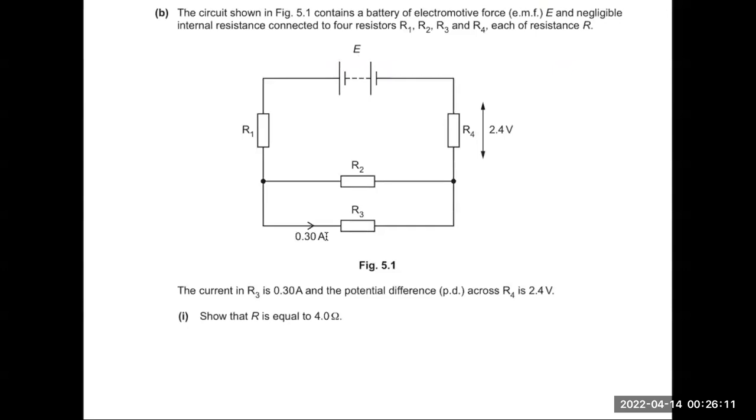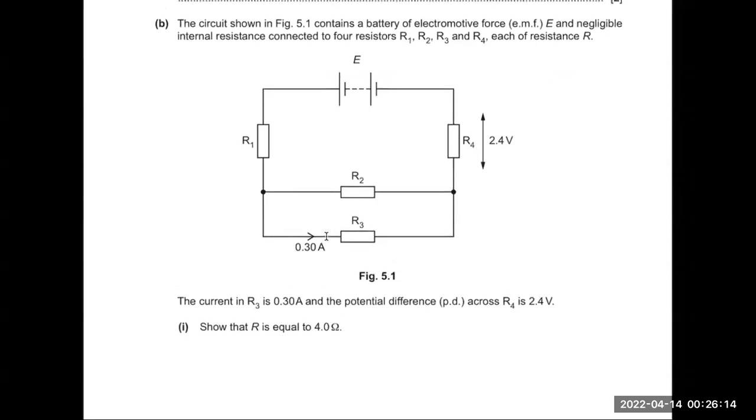Part B says the circuit shown in figure 5.1 contains a battery of EMF E. So this here is our battery of EMF E and negligible internal resistance connected to four resistors, R1, R2, R3, and R4. The current in R3 is 0.3 amperes and the potential difference across R4 is 2.4 volts. Show that R is equal to 4 ohms.